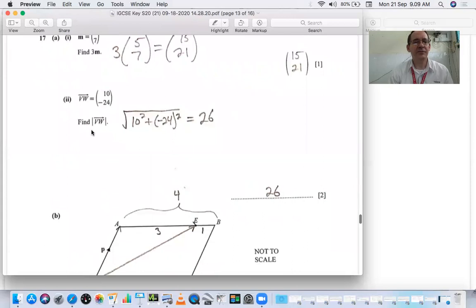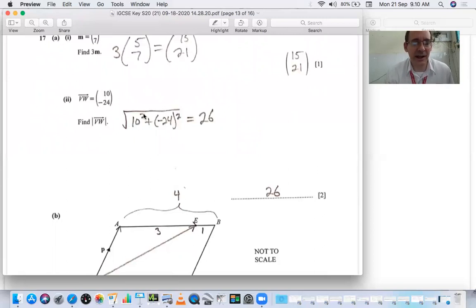Then it wants us to find these brackets here, or actually absolute value signs, means in vectors, it means to find the magnitude of the vector. So basically, finding the magnitude of the vector is same thing as doing the Pythagorean theorem.